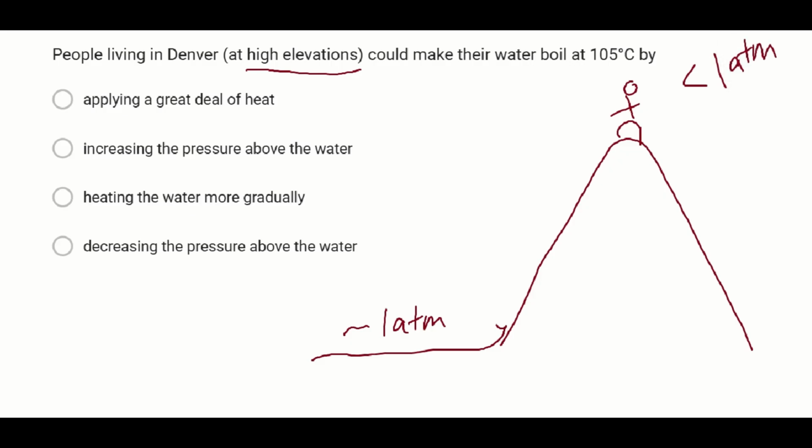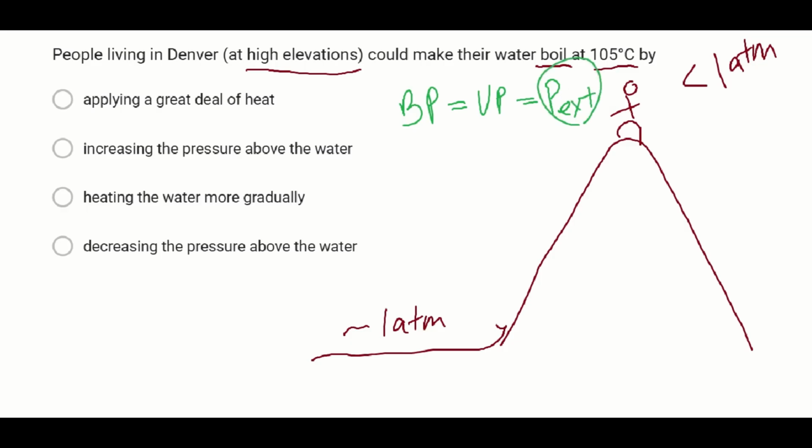So on a mountain, it's going to be less than 1 atmosphere pressure. They will never boil water at 105 degrees if their pots or their boiling water is left to the open atmosphere, because by definition, the boiling point of a liquid such as water is when the vapor pressure of that water is equal to the atmospheric pressure, which is called the external pressure.